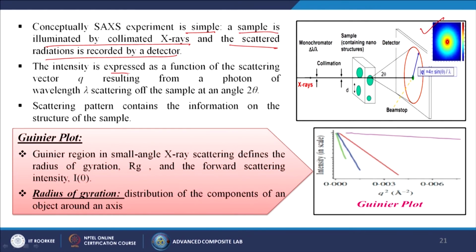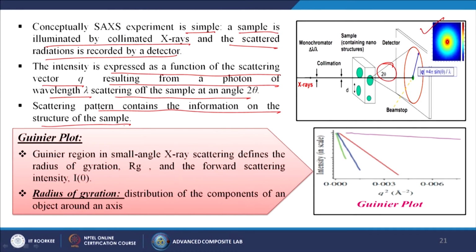The intensity is expressed as a function of the scattering vector q, resulting from a photon of wavelength lambda scattering off the sample at an angle 2 theta. The scattering pattern contains information on the structure of the sample itself. Guinier plot: the Guinier region in small angle X-ray scattering defines the radius of gyration Rg and the forward scattering intensity I0. Radius of gyration is the distribution of the components of an object around an axis.